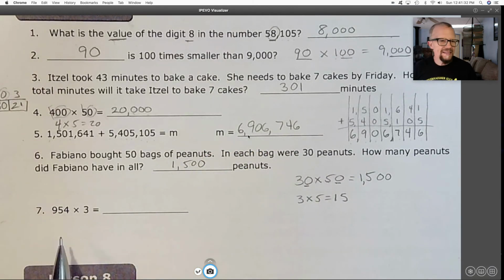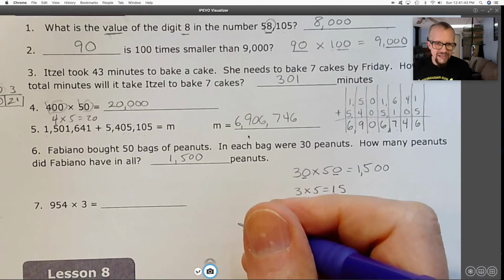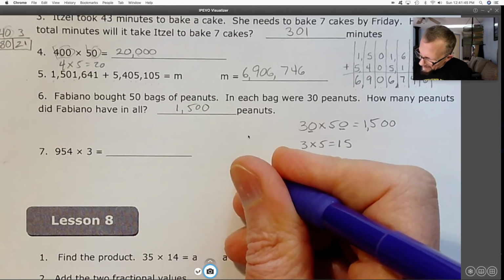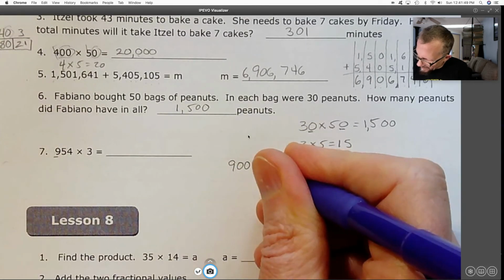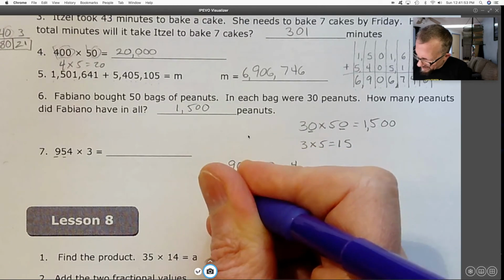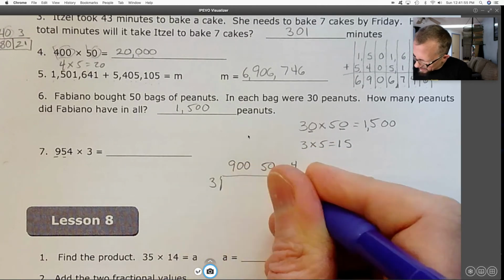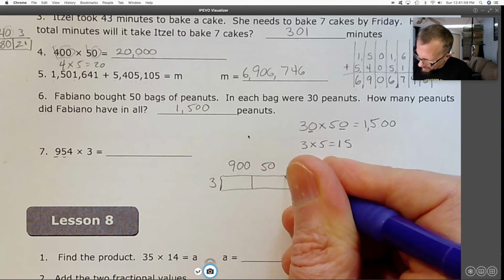And lastly, 954 times 3. You could add 954 up 3 times, and add 3 of those 954s. I'll show you this other way to do it. I'm going to break 954. There's the 900, there's the 50, and 4. And I'm going to just multiply 3 times all of the different parts of that number.